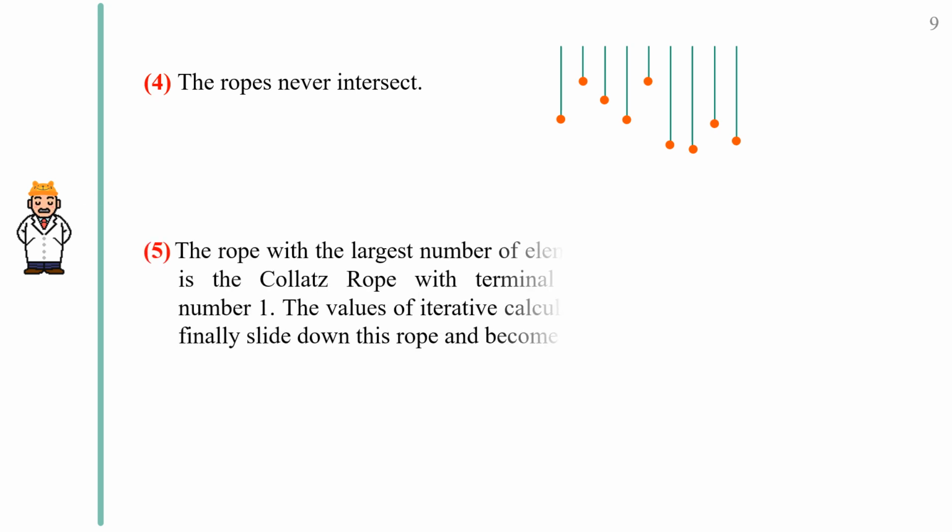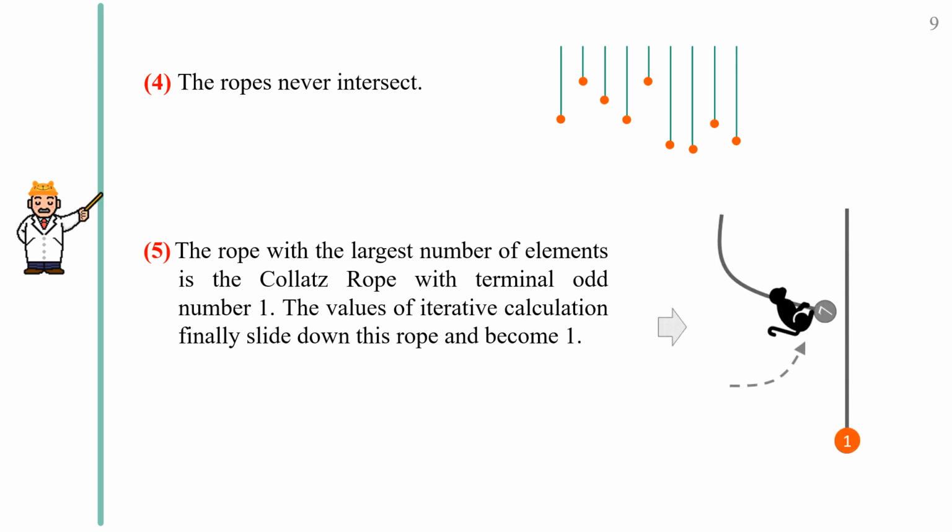5. The rope with the largest number of elements is the Collatz rope with terminal odd number 1. The values of iterative calculation finally slide down this rope and become 1. This is an essential characteristic for the calculated values to reach 1.